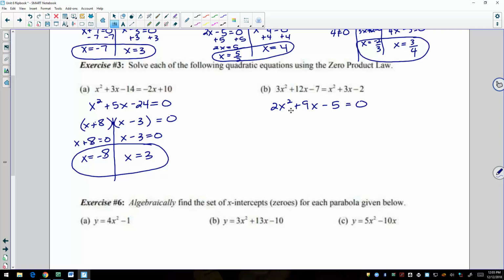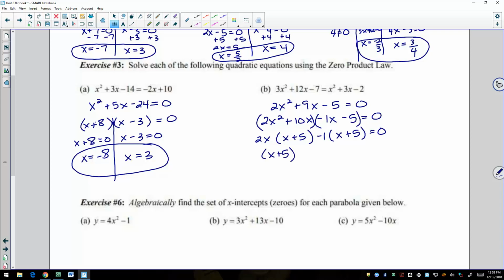Now I'm going to do split the middle. 2 times -5 is -10. So I'm going to split up 9x to be positive 10x minus 1x minus 5 equals 0. I'm going to group the first two and then the last two. I'm going to pull out a 2x to be left with x plus 5. This guy, I'm going to pull out a -1 to be left with x plus 5. So this factors to be x plus 5 times 2x minus 1 equals 0.